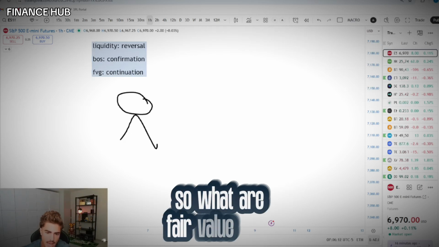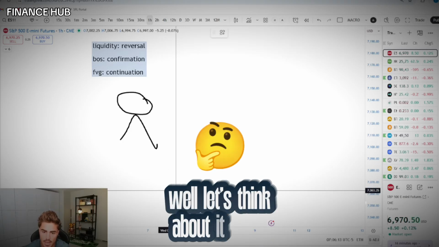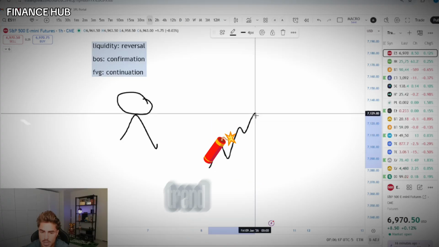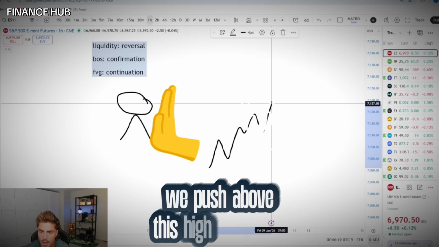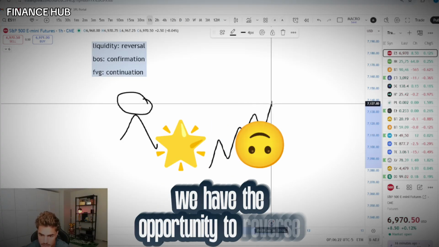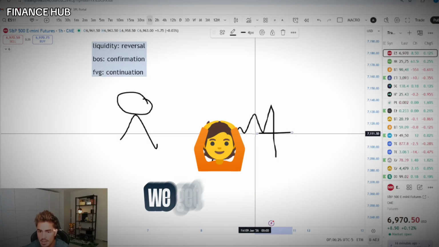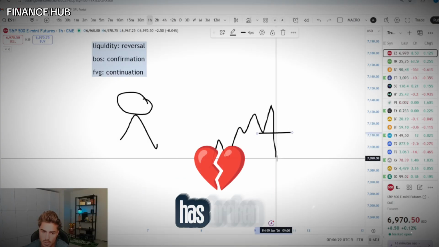So what are fair value gaps? Well, let's think about it. Again, liquidity gives us the opportunity to reverse. So if we're in an uptrend and then boom, we push above this high, awesome, we have the opportunity to reverse. And then boom, we break structure to the downside, awesome, we get confirmation that the trend has broken.